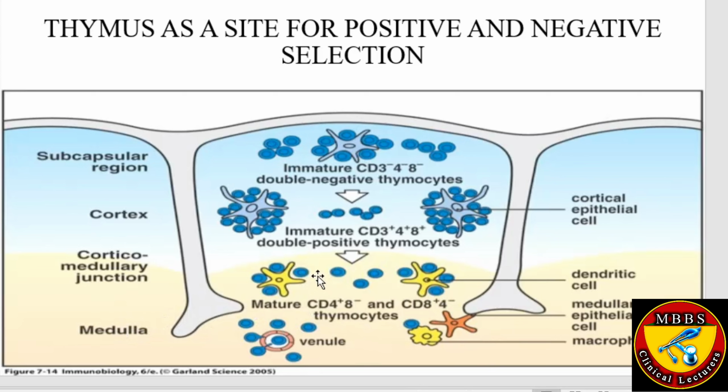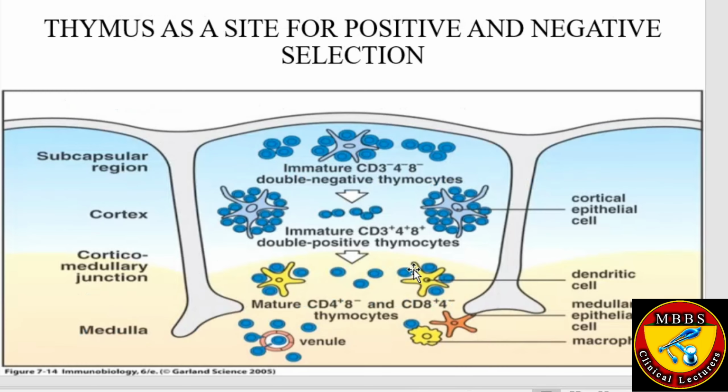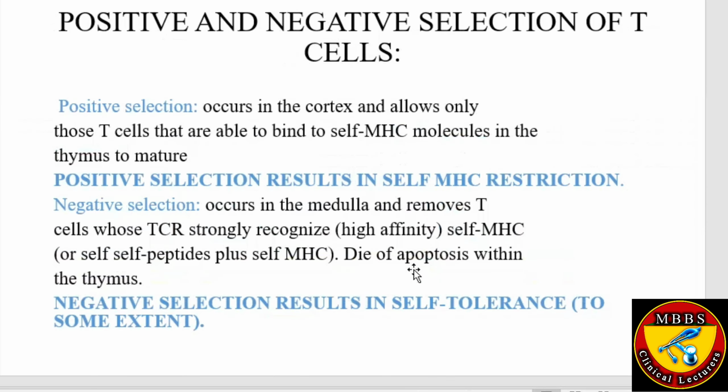So the thymus is a site where positive and negative selection occur. What is positive and negative selection? We will discuss it in the later slides. So positive and negative selection of the T cells: within the thymus, education occurs.